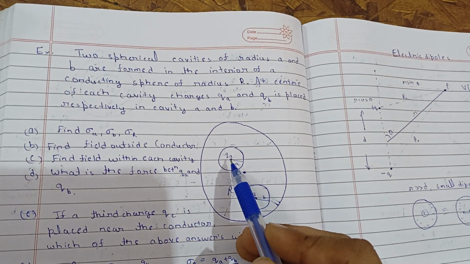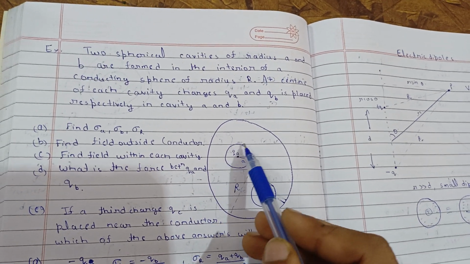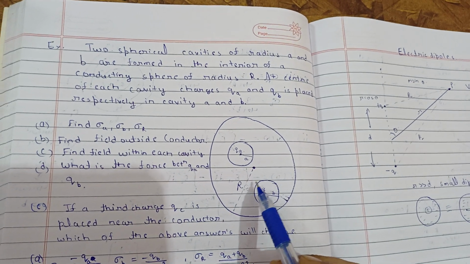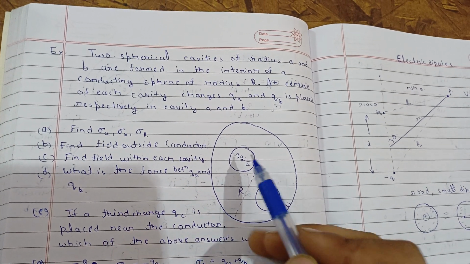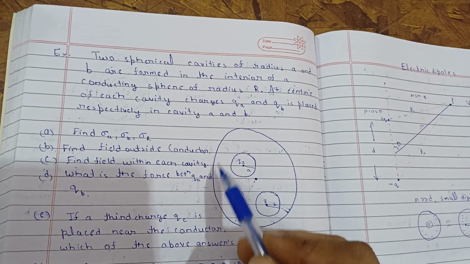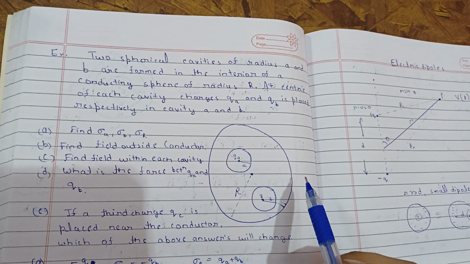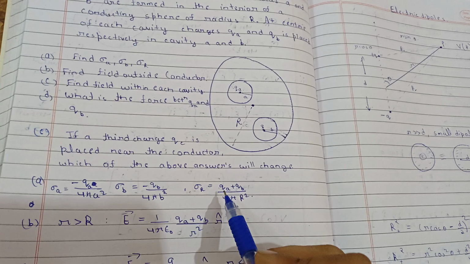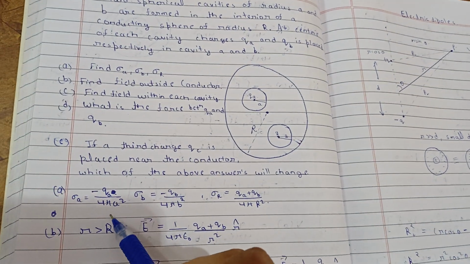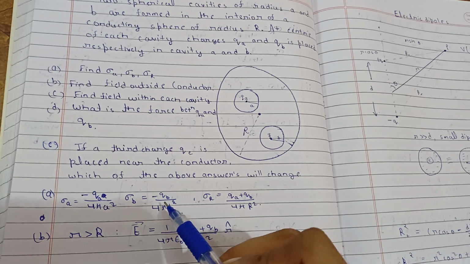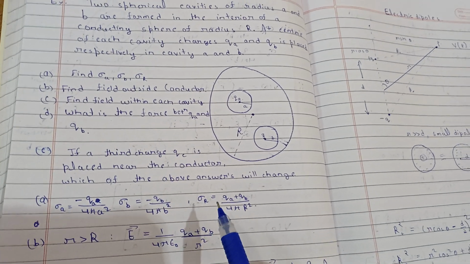See, qa is here, so minus qa will be developed here, and qb is here, so minus qb will develop here. Then minus qb will give plus qb outside, and minus qa will give plus qa outside. So the total charge outside will be qa plus qb. So sigma r will be qa plus qb divided by 4 pi r square. Now here the charge is minus qa, so it will give us minus qa by 4 pi a square, and here the charge is minus qb, it will give us this. So these will be your densities.